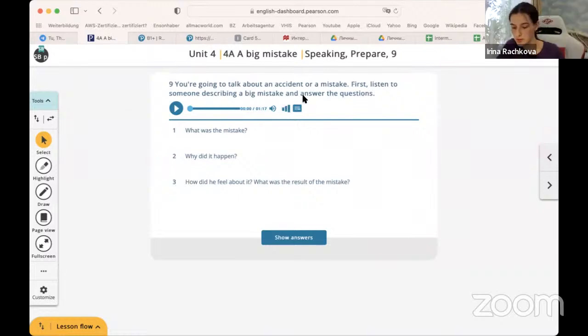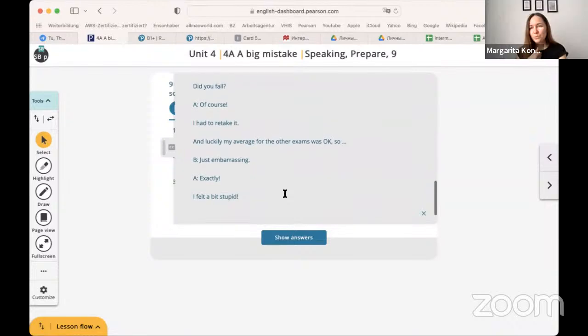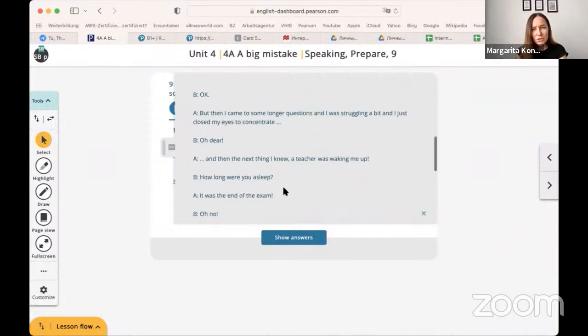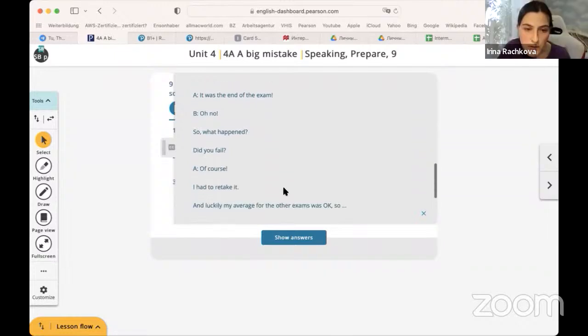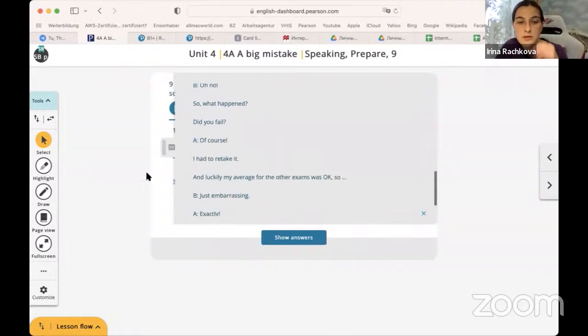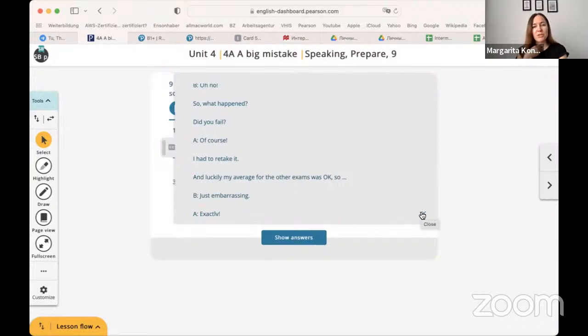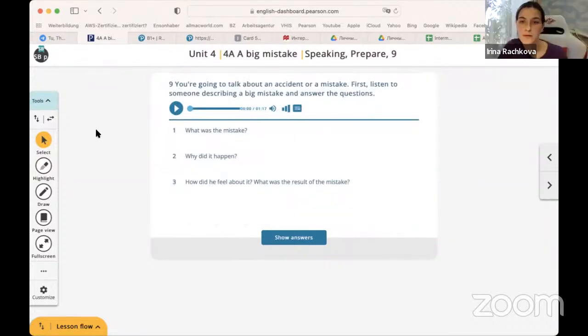Yes, right? He had to retake it. No, I think he just was okay because... Did he fail? Of course, he had to retake it. Also, okay, sorry. Yes, I just missed this part. Yes. Yeah, but luckily his average results were okay. So he passed it in the end.